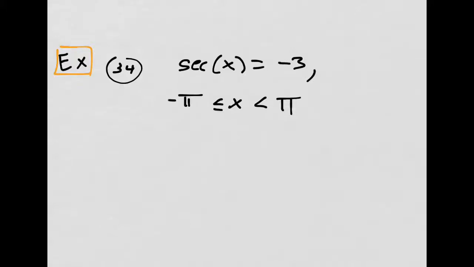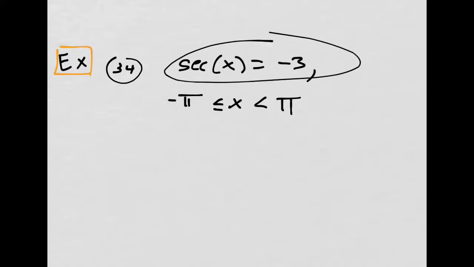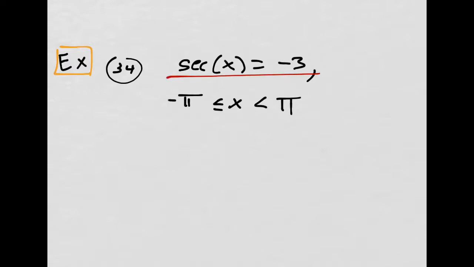In this example, it's the same instructions as before. Solve the equation on the specified interval, except this time we have secant. And some people are thinking, secant? What do I do with that? But secant is the same thing as 1 over cosine. So instead of writing this, I'm going to write 1 over cosine x, because that's the same thing.